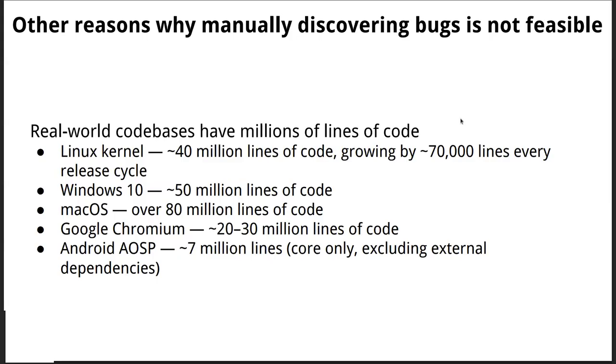The Linux kernel already has 40 million lines of code, and every release cycle it grows by about 70K. Windows 10 has more than 15 million lines of code. Mac OS is even bigger, 18 million lines of code. Right. So most of that code is C code, Objective-C code, C++ code. Difficult to understand in the first place, let alone identify bugs with your bare eyes.